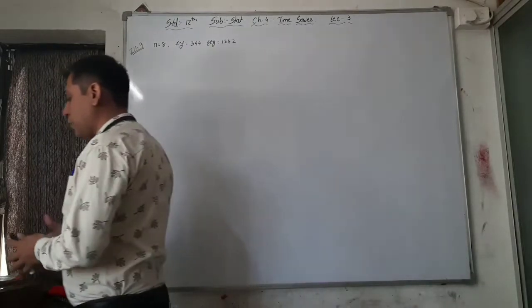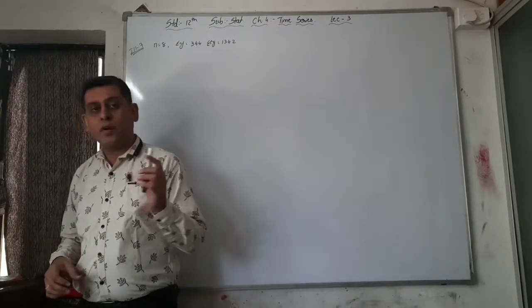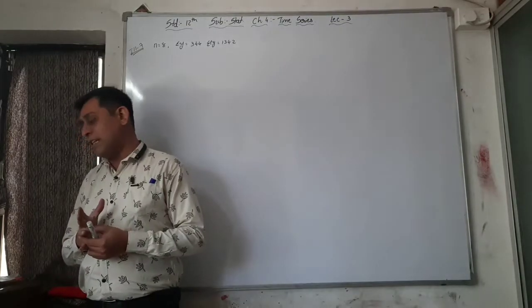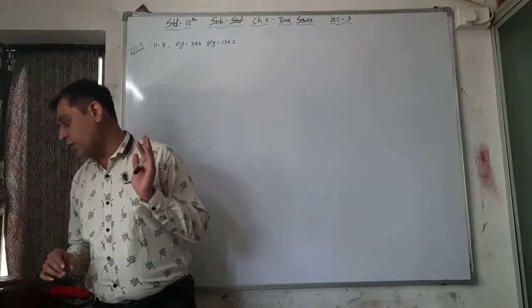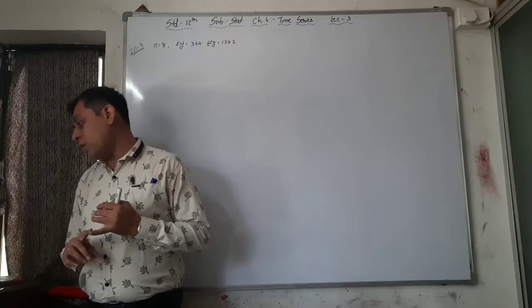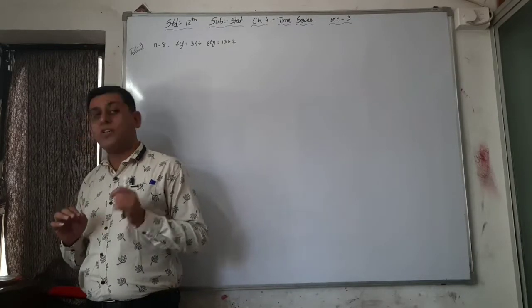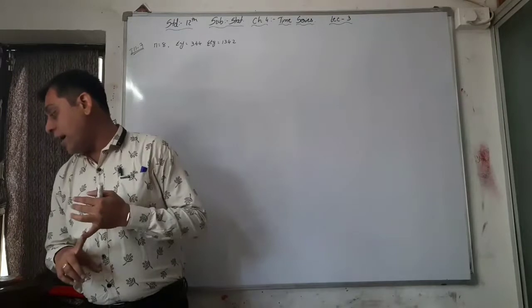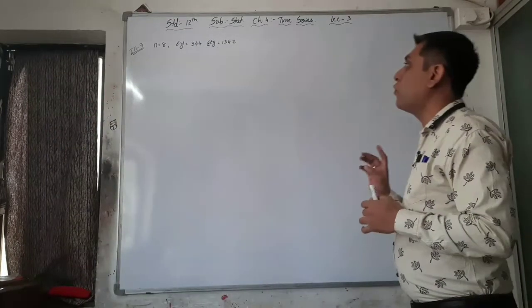Now move forward to illustration number 7. First of all, read the question on page number 172. See, this is your short sum which will be asked in section D, for 3 marks. Obtain the linear equation for the trend for the time series with n equal to 8, sigma y equal to 344 and sigma ty equal to 1342.